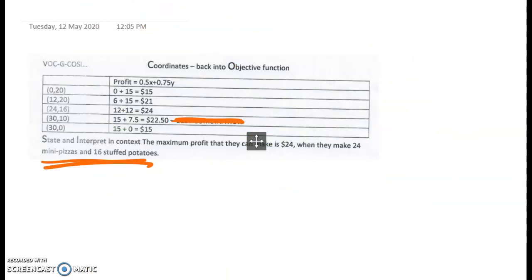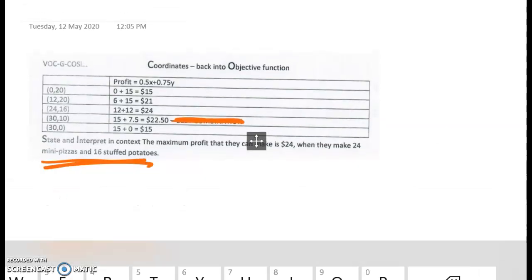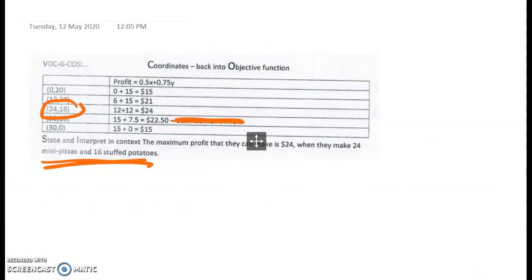And this is how you'll write it up, right, when you're doing an internal assessment. So this is the first part of any task. We've got our vertices, and we put them into the profit function, and we find that the best profit is going to be made when we have 24 mini pizzas and 16 stuffed potatoes. So what have I done in here? Well, I've got my coordinates, I've put them in the objective function, and I've set it out nicely in a table. Right, let's go back to part B.